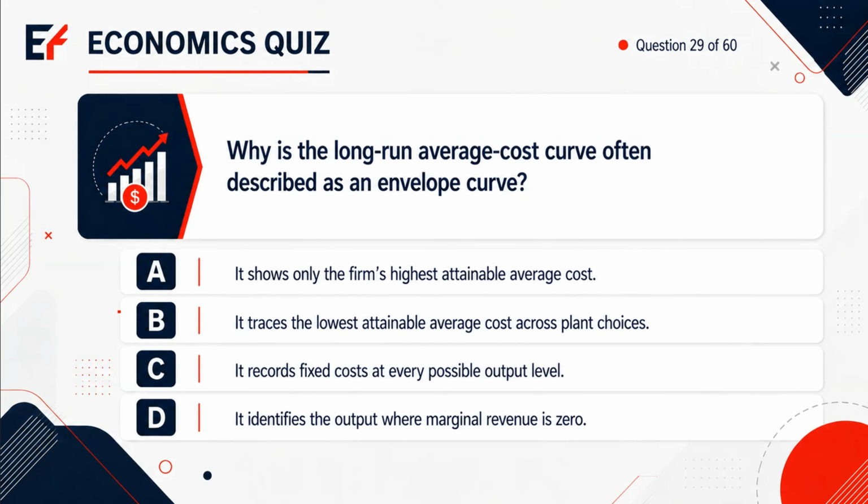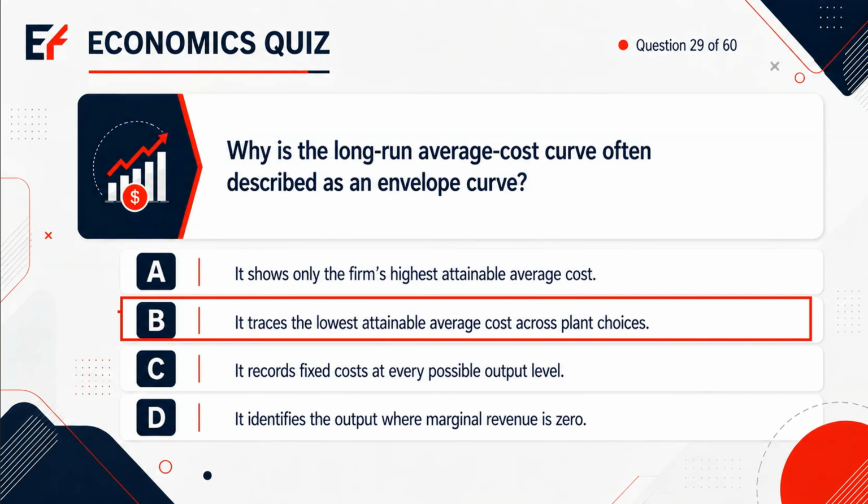Question 29. Why is the long-run average cost curve often described as an envelope curve? A. It shows only the firm's highest attainable average cost. B. It traces the lowest attainable average cost across plant choices. C. It records fixed costs at every possible output level. D. It identifies the output where marginal revenue is zero. The correct answer is B.